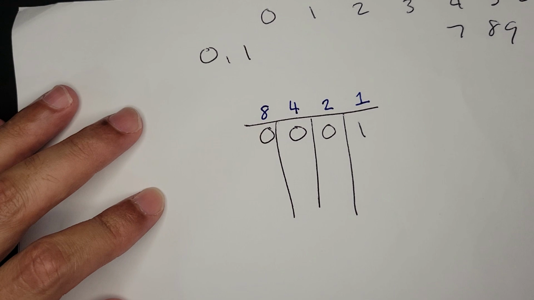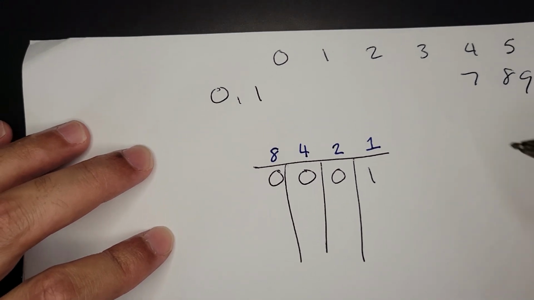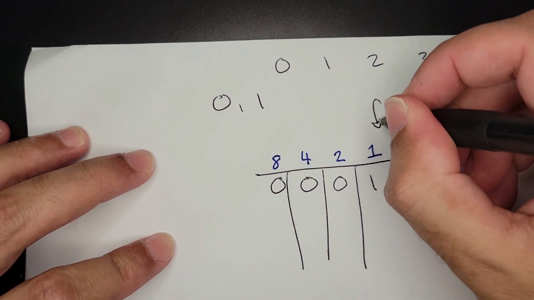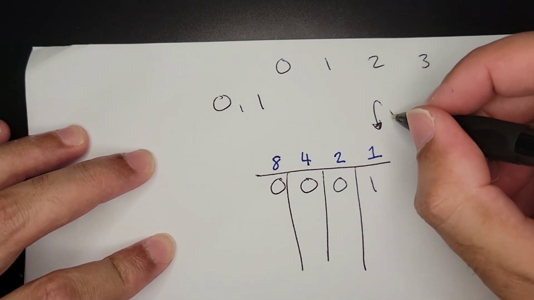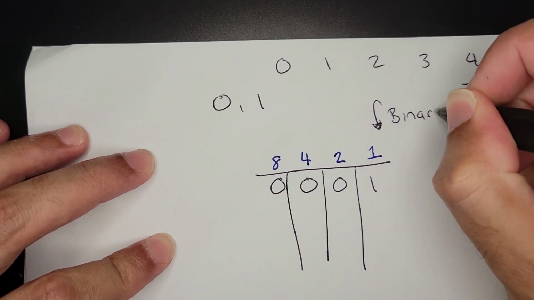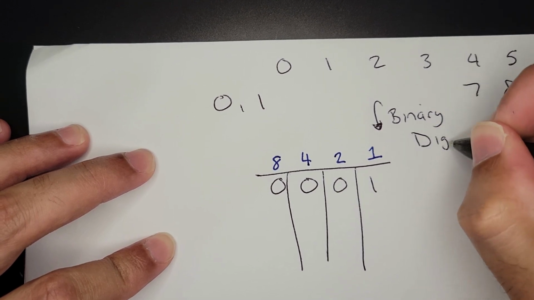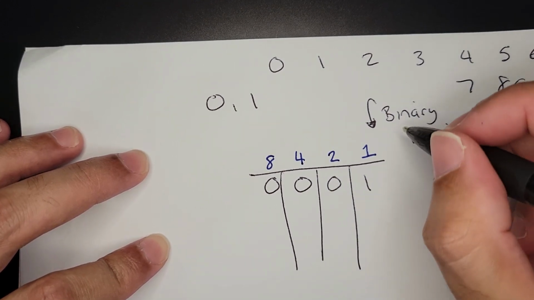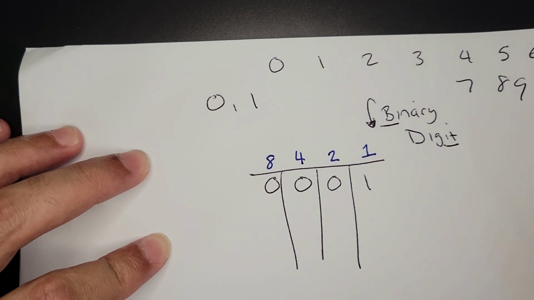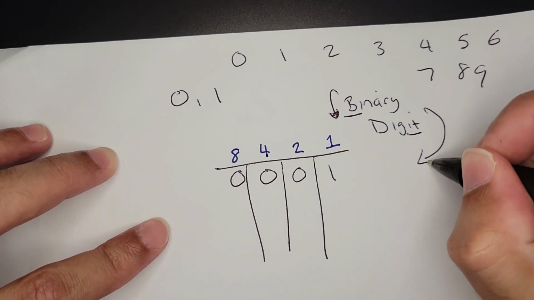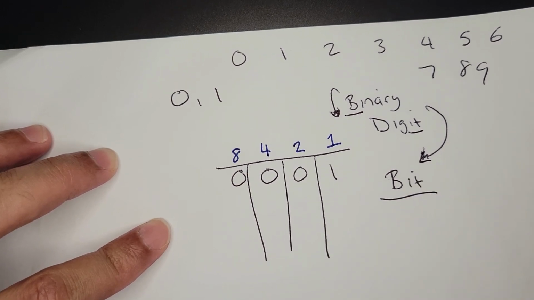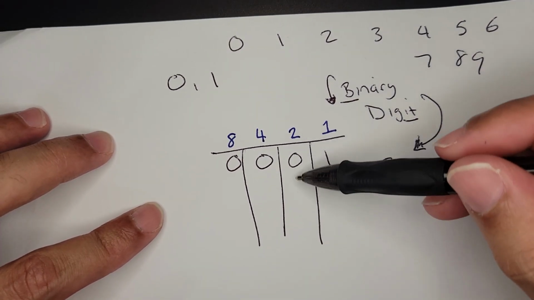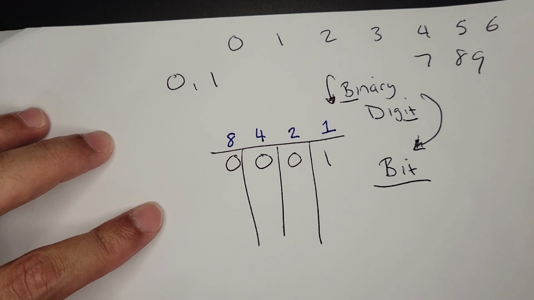So some things to know before we calculate this value. Each one of these numbers underneath each column is called a binary digit. And for short, we keep the B and we keep the IT, and this becomes a bit. So each of these values is called a bit.